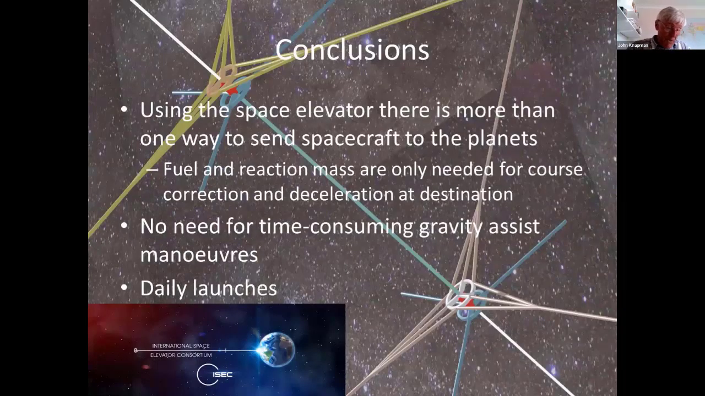So in conclusion, I say that using the space elevator, there's more than one way to send spacecraft to the planets. And they only need fuel and reaction mass for course correction and deceleration at the destination. No need for the time-consuming gravity assist maneuvers. And we can launch daily to any destination, although logically, unless you're launching high volumes, you would typically wait for the outer planets until you get to a convenient time of the year. That's my conclusion. I hope you find it exciting that there are multiple ways.